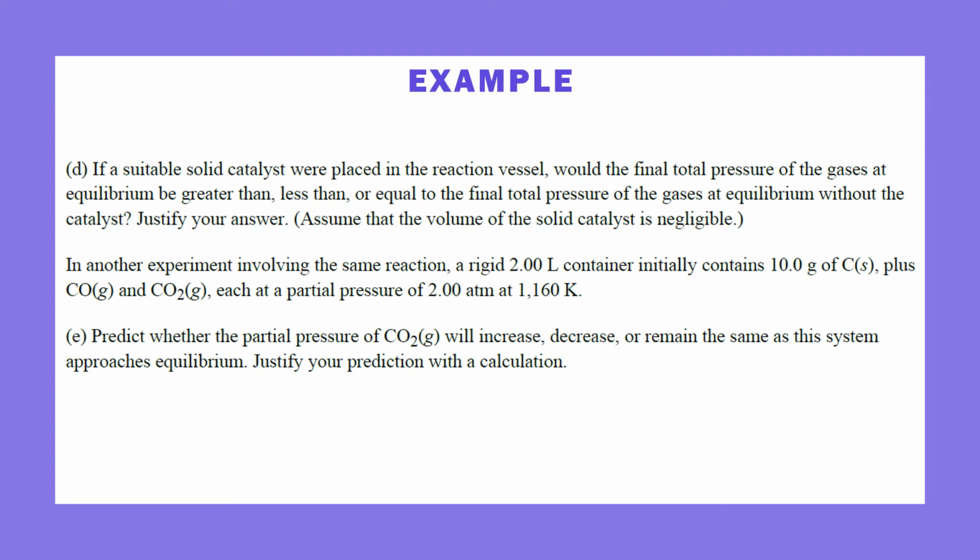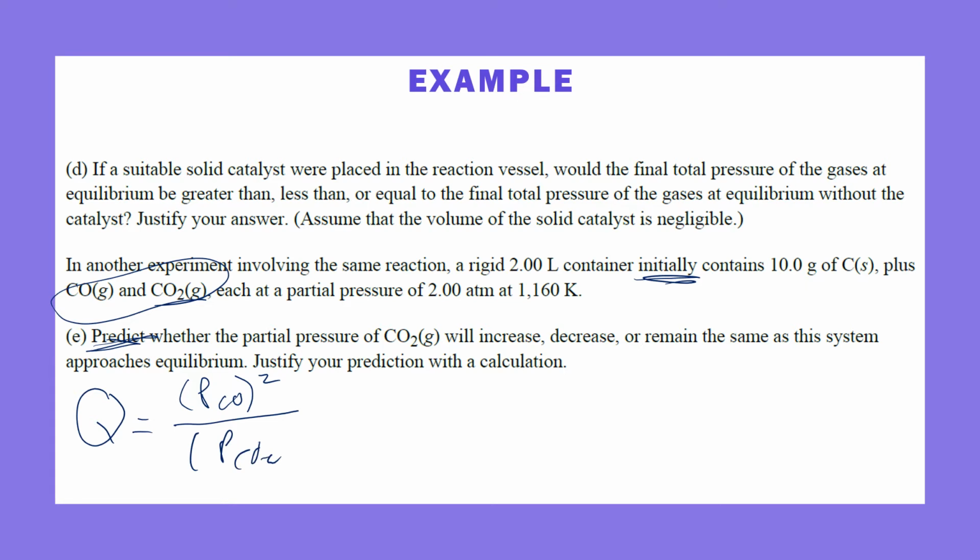So a couple clues in this question. We have an initial of both things, and it's asking us to predict what happens. So that's my clue to use Q. And Q, the expression is the same as K. But we need to plug in whatever the values are, since it's not at equilibrium, which is 2 atm for both of them. 2 squared over 2 is 2.